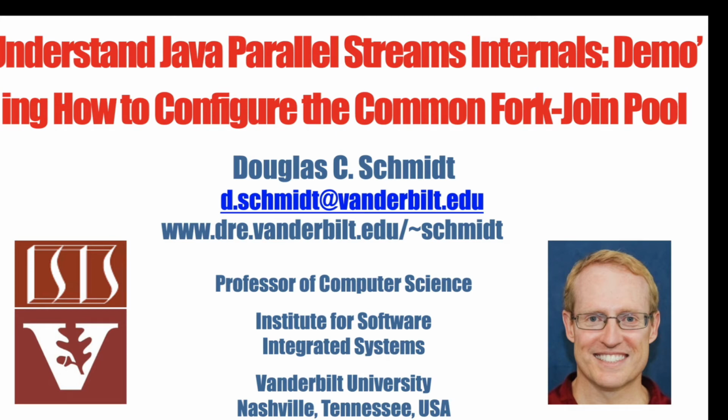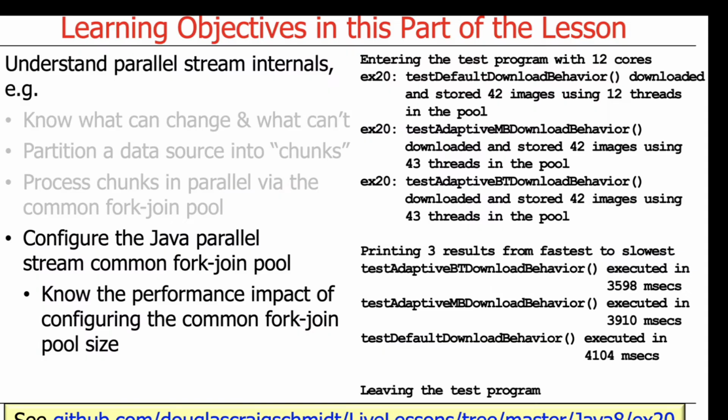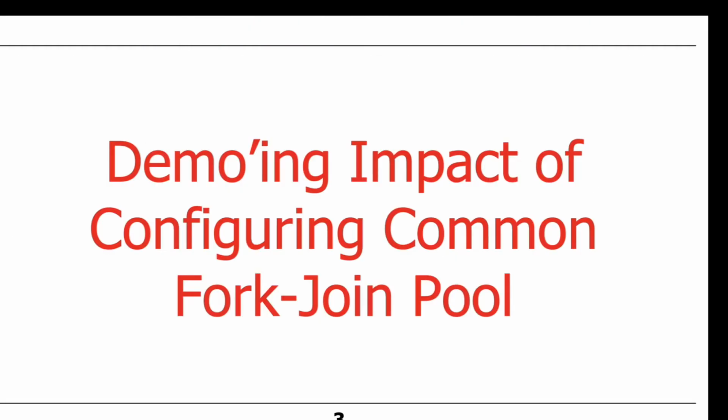Now that we've talked a bit about configuring the common fork join pool conceptually, and I talked about the pros and cons of different approaches, let's demonstrate how to actually configure it in practice. This particular example is here in my EX20 folder, and it quantifies the performance impact of configuring the common fork join pool size either adaptively or non-adaptively.